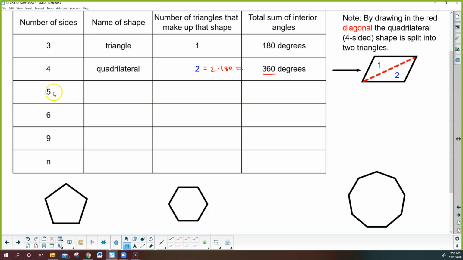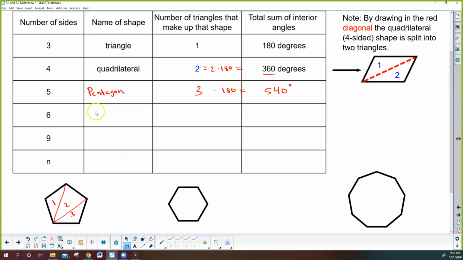So now let's look at a five-sided shape. Well, the name for a five-sided shape is a pentagon. And how many triangles make up a pentagon? Down here, I just kind of drew a quick one. If I create a diagonal and another diagonal, I split this up into 1, 2, 3 triangles. And then if I take that and multiply it by 180, I end up with 540 total interior degrees. So if I was to add up all 5 of these angles, they'd give me 540.